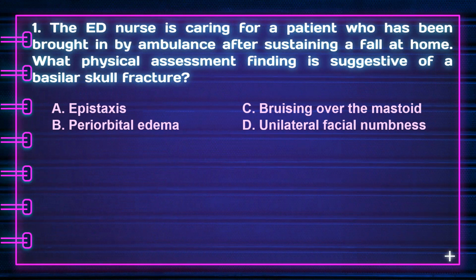Of course, when we talk about basilar skull fracture, there has to be presence of Battle sign. So that Battle sign is an indicator that there is a basilar skull fracture, and that has to be seen in the mastoid process. So there is presence of bruising or ecchymosis in the mastoid area. Numbness, edema and epistaxis are not directly associated with the basilar skull fracture. So number one, the best answer is letter C, bruising over the mastoid.